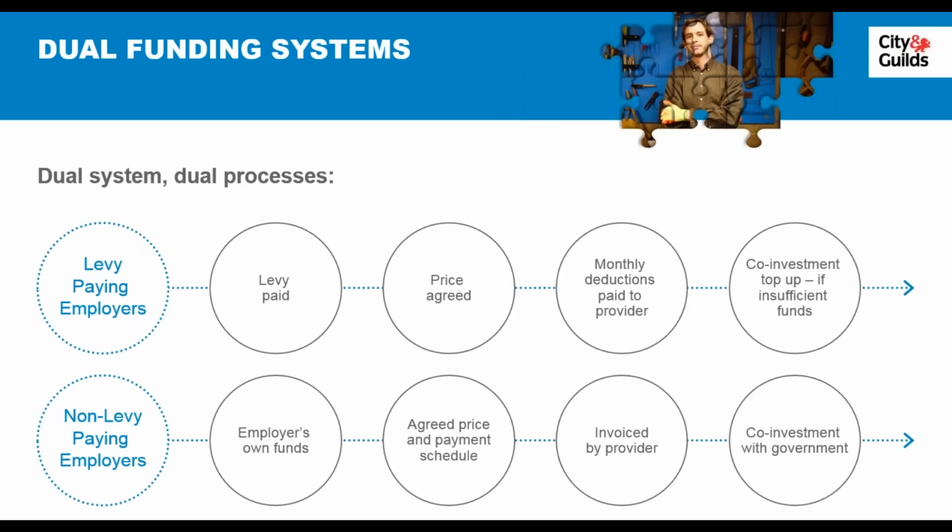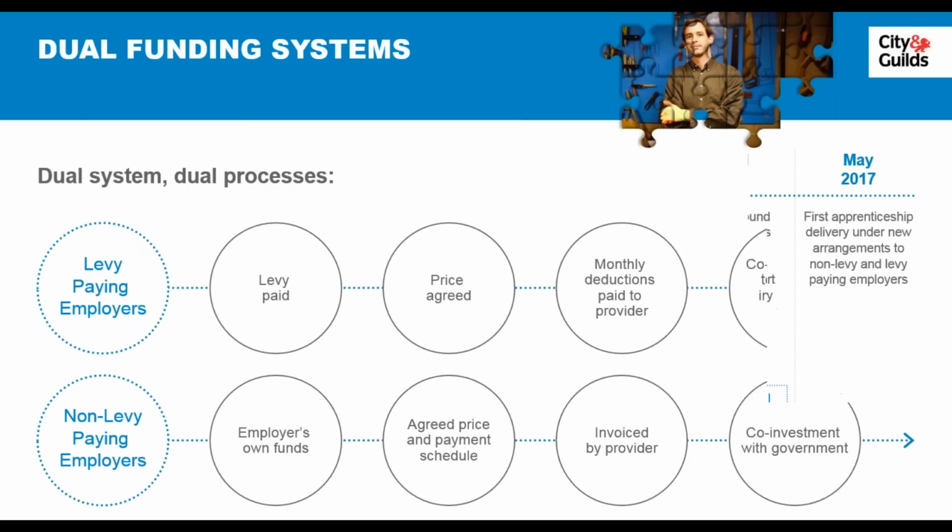The only other thing to say is that no co-investment will take place if you are an employer of 50 or fewer staff. So for the majority of providers and colleges, you may be working with micro businesses or smaller businesses where no co-investment is applicable.